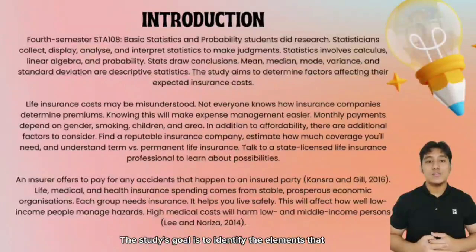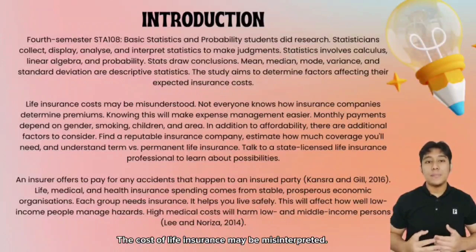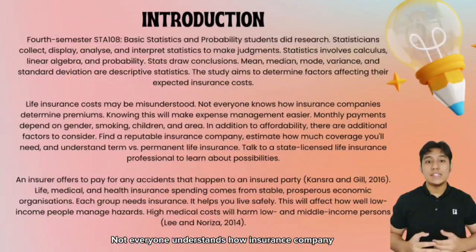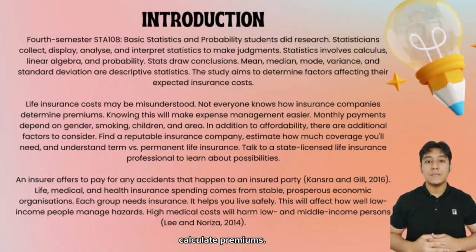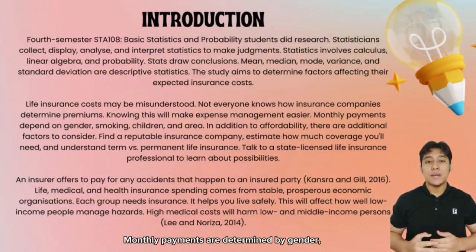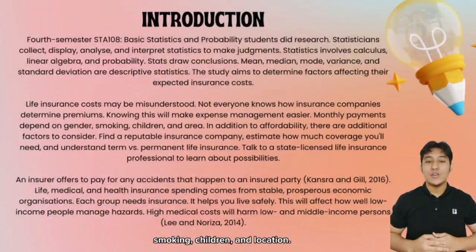The study's goal is to identify the elements that influence predicted insurance expenses. The cost of life insurance may be misinterpreted. Not everyone understands how insurance companies calculate premiums. Knowing this will make budgeting easier. Monthly payments are determined by gender, smoking, children, and location.